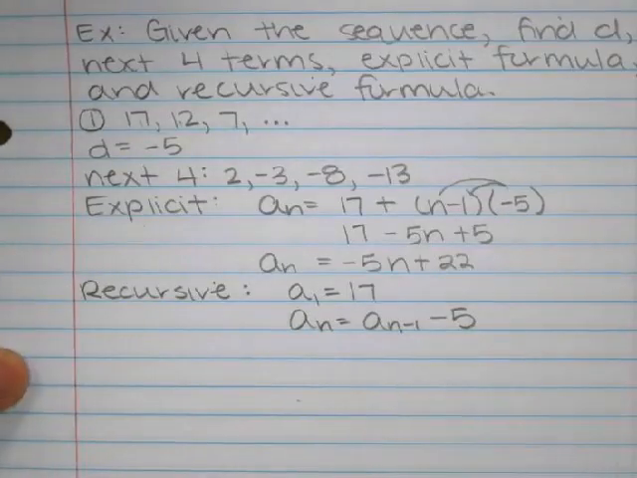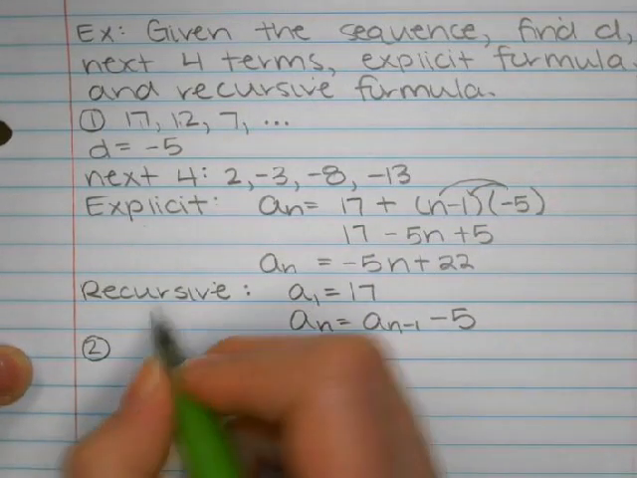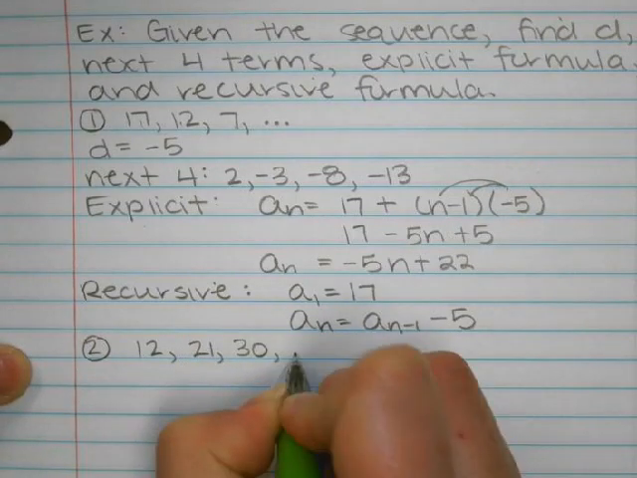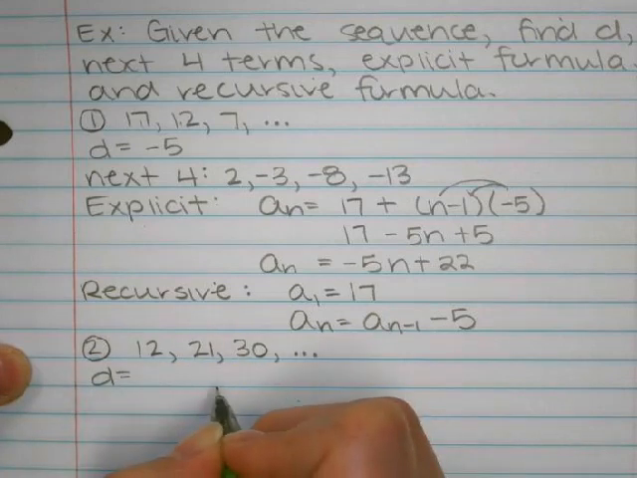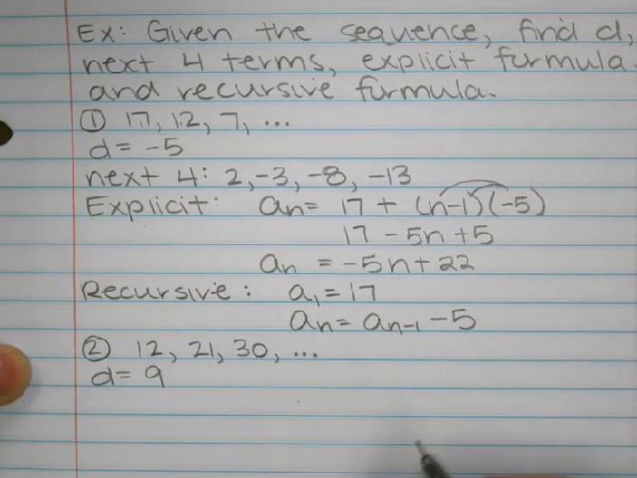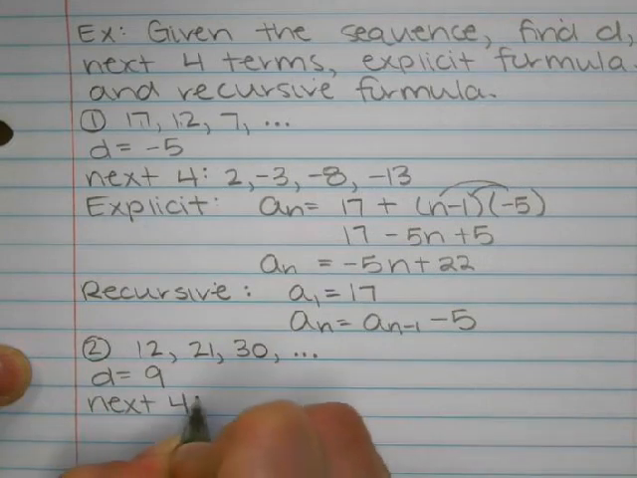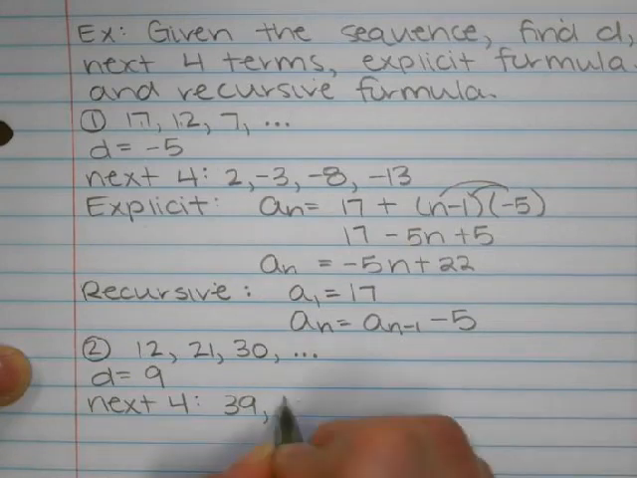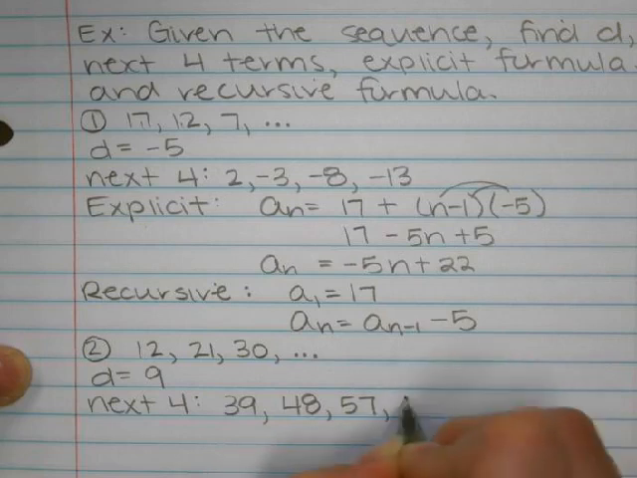Okay, example 2, we're going to use the sequence 12, 21, 30. So the common difference is 9. These are going up by 9. The next 4 terms, so if I add 9, I get 39. If I add 9, I get 48. Add 9, 57. And then add 9 and get 66.